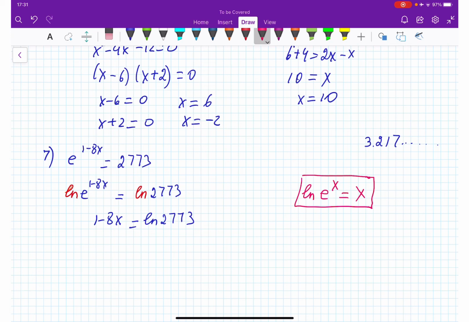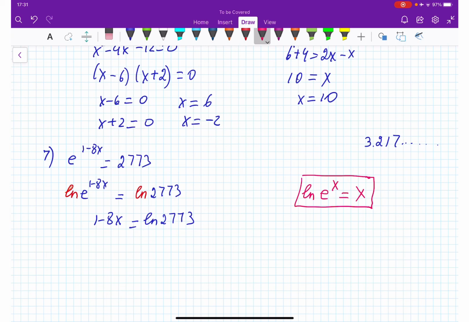Okay, the natural logarithm of e to the base x is equal to x, and that is based on that property. Because of that property, I took the natural logarithm instead of a logarithm with any other base. So the natural logarithm was convenient because the natural logarithm of e would be gone, and I would have 1 minus 8x. From here, it's not a problem, it's going to solve.